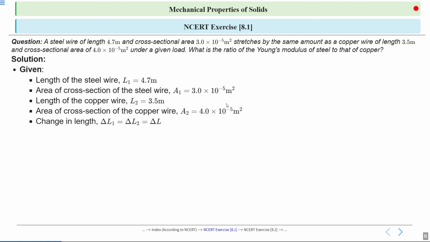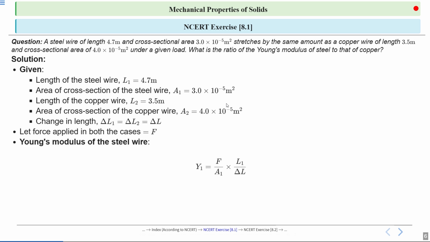Alright. Let the force applied in both the cases be F, and for the steel wire the Young's modulus Y1 is given by F divided by area into L1 divided by delta L. So when we substitute the values in the formula of the Young's modulus, you will get the answer.